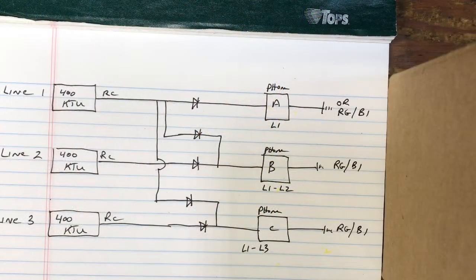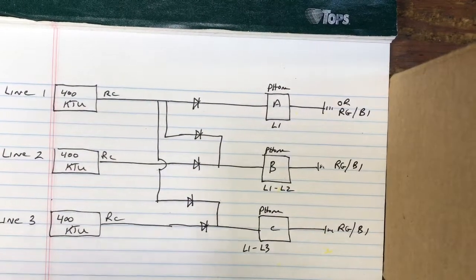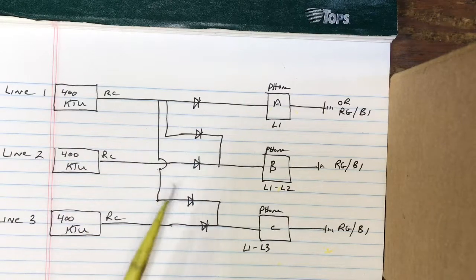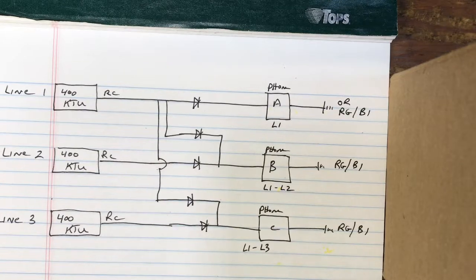Here's the schematic that I made of the ringing circuit I just demonstrated. So line number one's got a 400 KTU and the RC lead, which is the ring in common, going to the diodes, from the diodes going to phone A, B, or C, and then to ground, which is a power supply ground. So line number one will ring all three phones. So we have a diode here, a diode here, and a diode here connecting to all three phones.